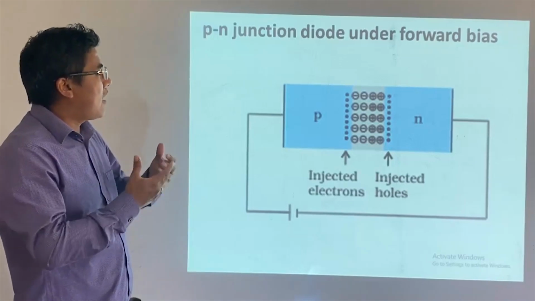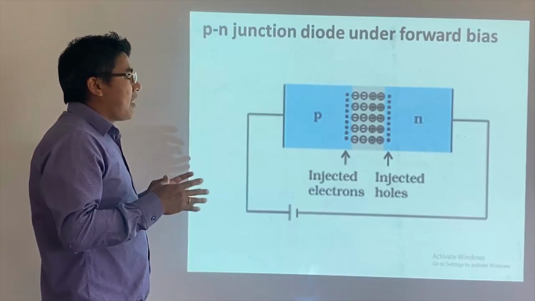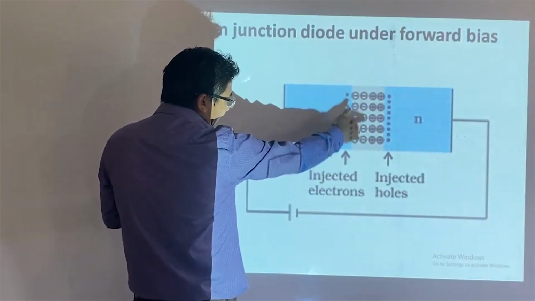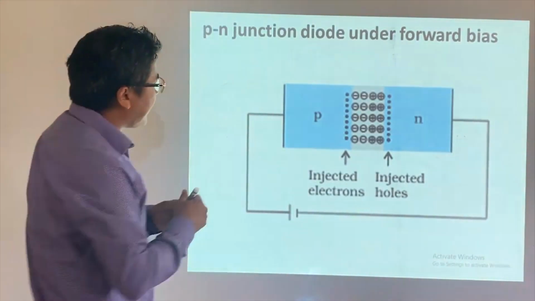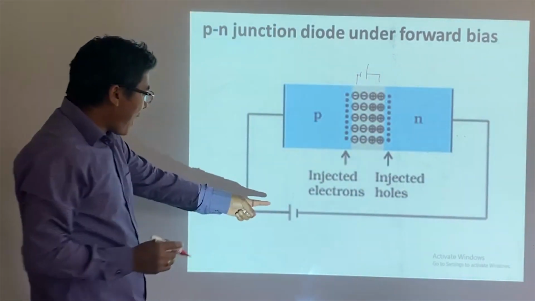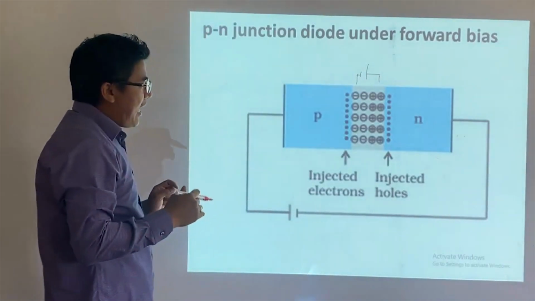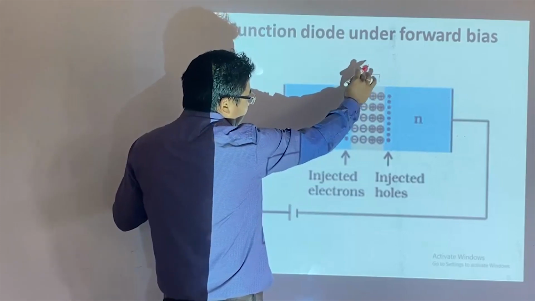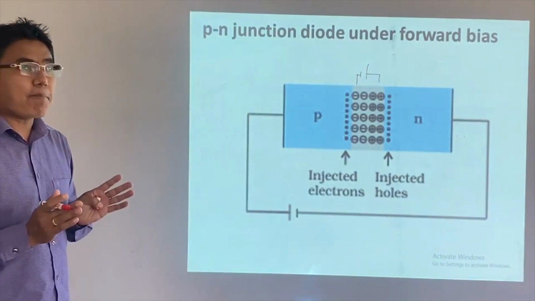So what things happen in a forward bias? When we apply a forward bias, this is the positive terminal and this is the negative side, that is, it has a negative potential. So I can write here: this is negative potential and this is positive potential. If I apply a positive potential to this side, this negative potential will decrease. And when I apply a negative terminal to this side, this positive potential will decrease. That means the potential barrier is going to reduce.